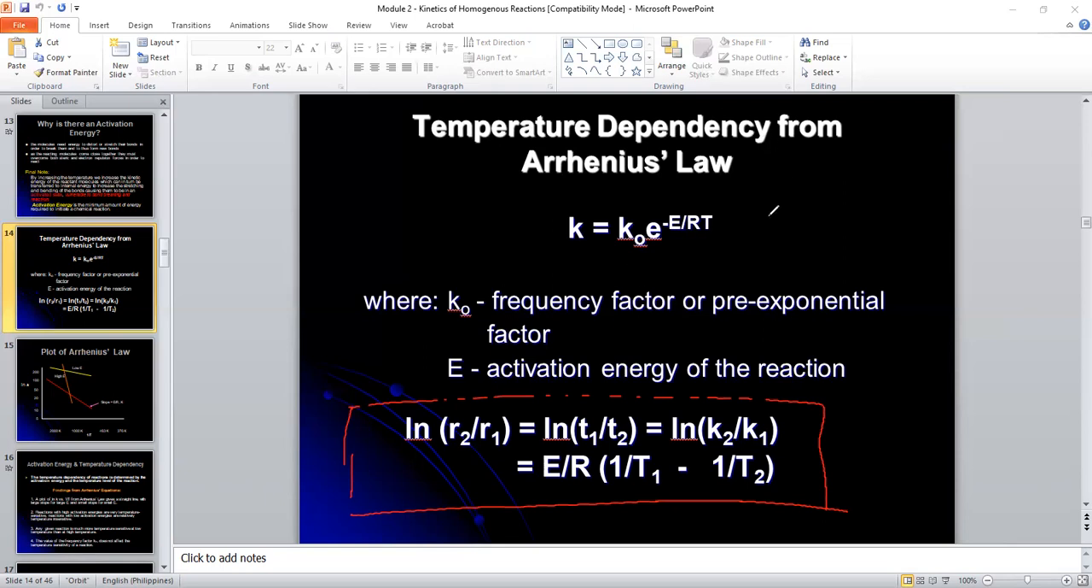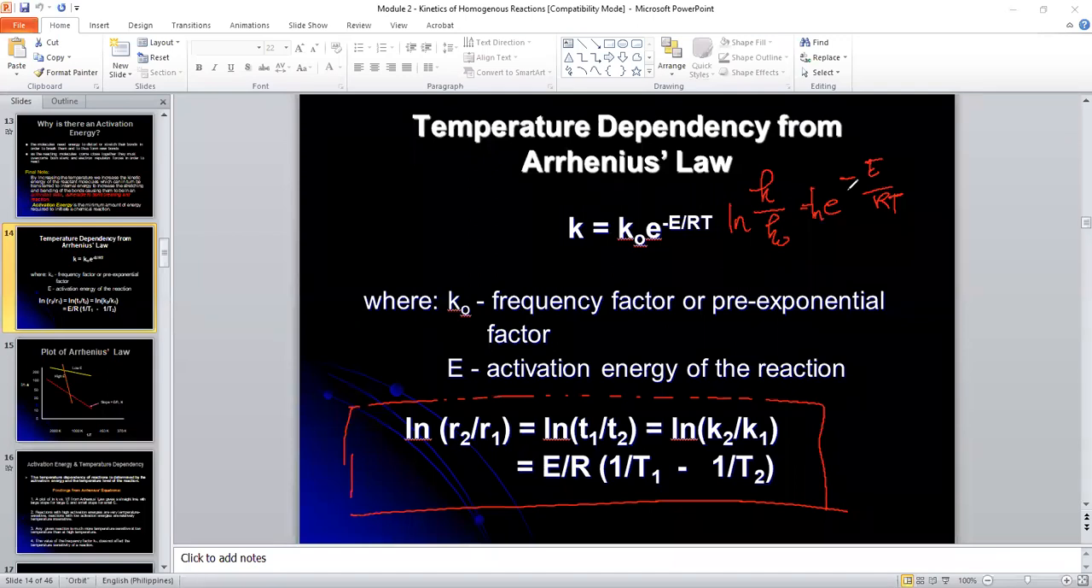So, prior to canceling the e, what is done? You will have k over k sub 0 equal to e raised to negative E over RT. You take the ln of both sides. That's the one Rexa was saying. So you get rid of the e.